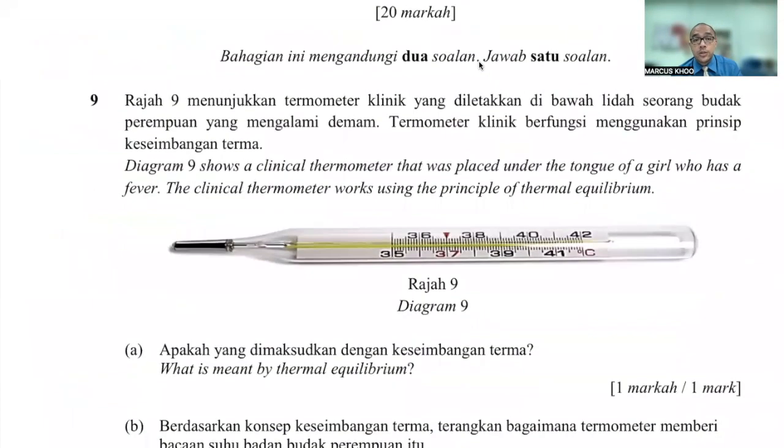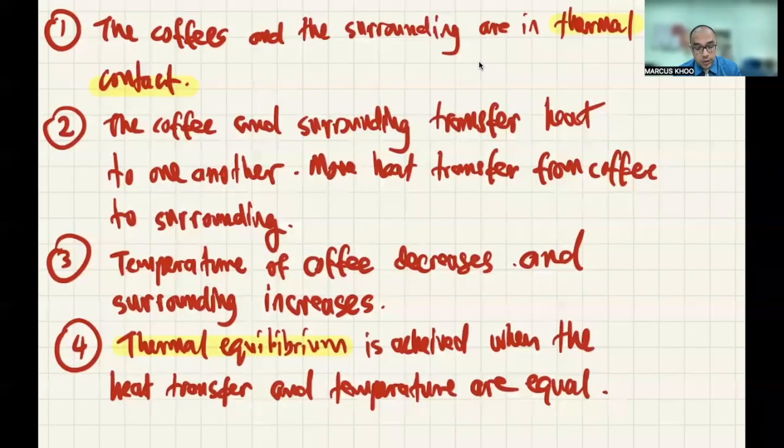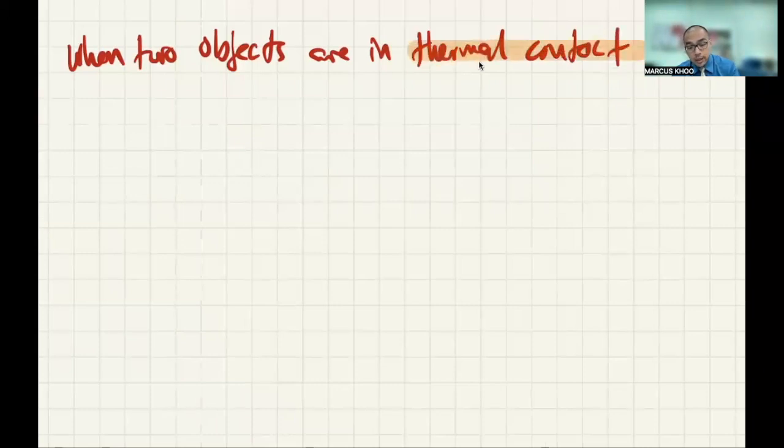Diagram 9 shows a clinical thermometer placed under the tongue of a girl who has a fever. Same question as just now, but what is meant by thermal equilibrium? This is a very long definition. So thermal equilibrium is when two objects are in thermal contact. Keyword number 1 is thermal contact.